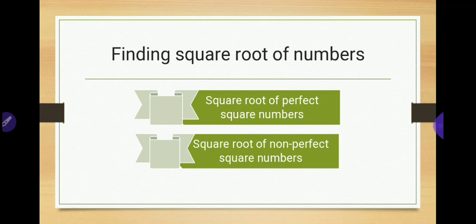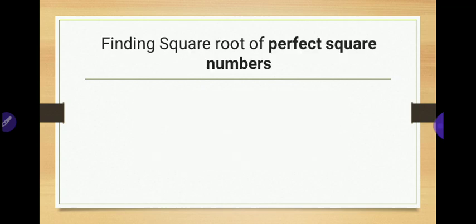So what is a perfect square number and what is a non-perfect square number? If you take 9, it is a perfect square number, that is, it is a perfect square of 3, whereas 10 is a non-perfect square number. We cannot easily find the square root of 10, so it requires some different method. So we will study both these methods one by one. Let us start the first method, that is finding the square root of a perfect square number.